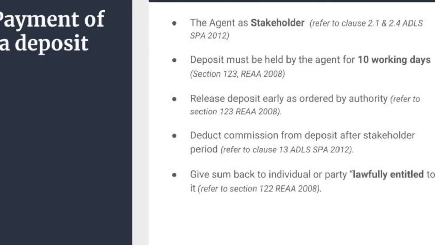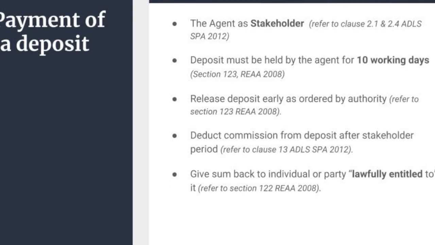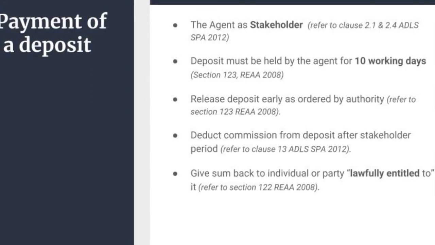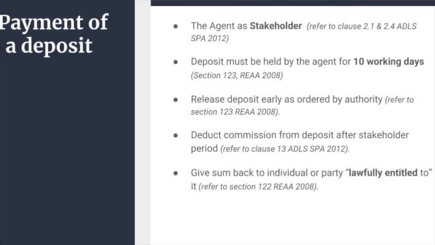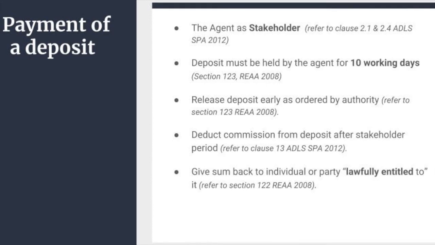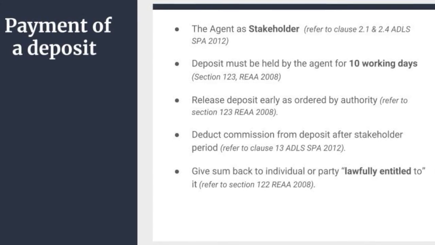A deposit is not required in New Zealand, however 10% of the purchase price is usually what happens. The deposit is part payment of the purchase price and it is an earnest, which means that if the buyer does not choose to go through with the purchase, the vendor will keep the deposit. The agent as a stakeholder.